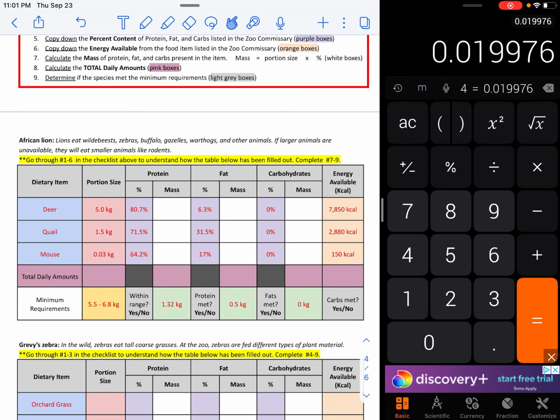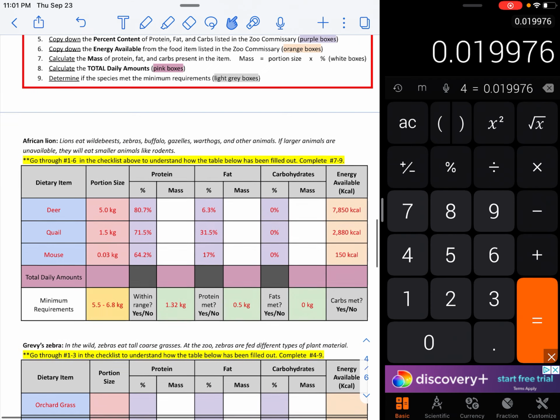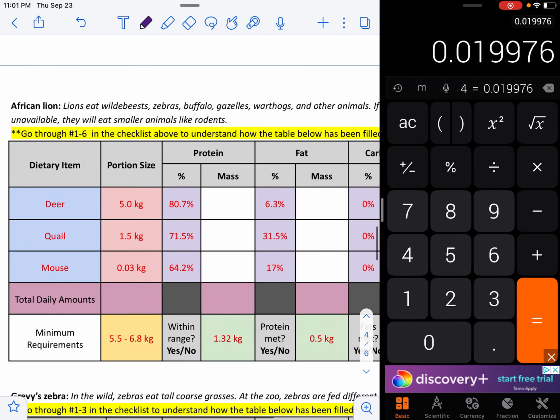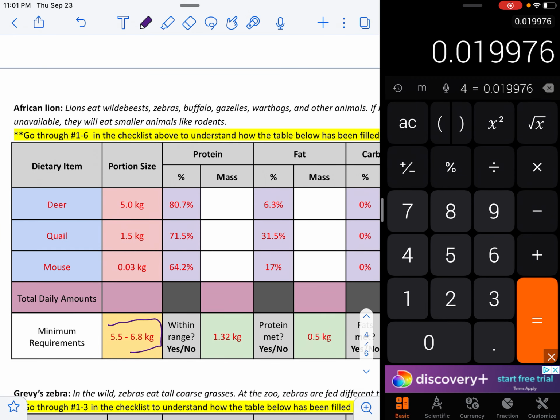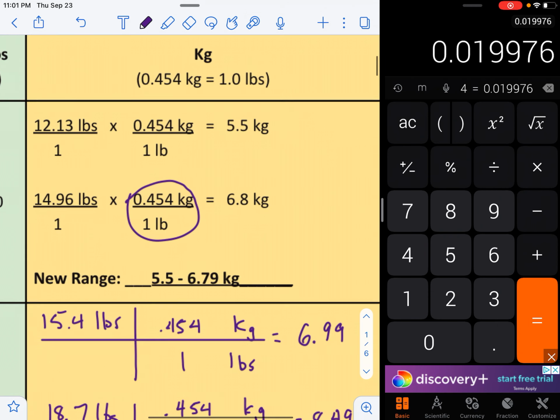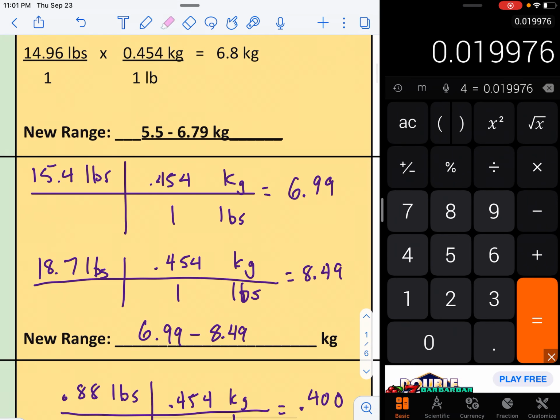If we look at the African lion, pretty much everything's filled in. We got these portion size values from data set 3, as well as the percentages. The range that we got from right here, where did this value come from? This is what was calculated right here. That was the range that was calculated. Now that calculation was done for us, but for the other organisms, we're going to be looking at the values that we calculated.